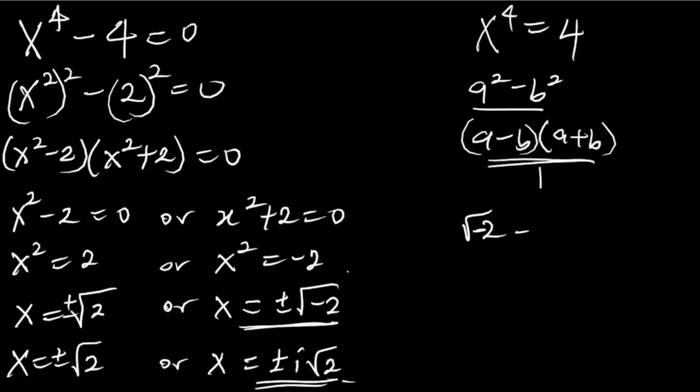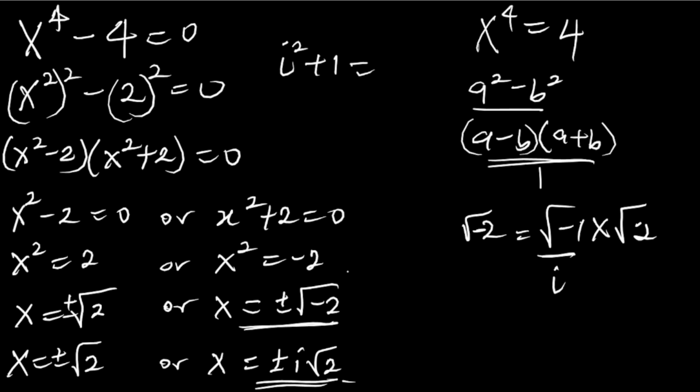How do we get this? Square root of minus 2 is square root of minus 1 multiplied by square root of 2. And square root of minus 1 is i. That is, i squared plus 1 is equal to 0, so i squared is equal to minus 1. Then i is equal to square root of minus 1. So that was how we came about i being equal to the square root of minus 1. So this is the final answer to this question.